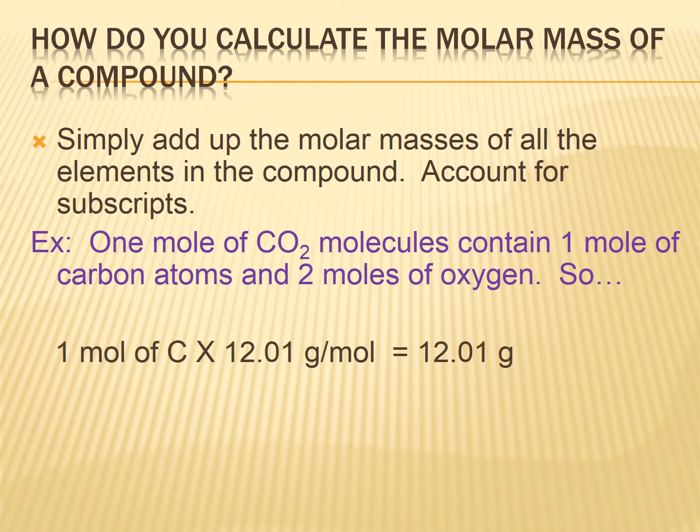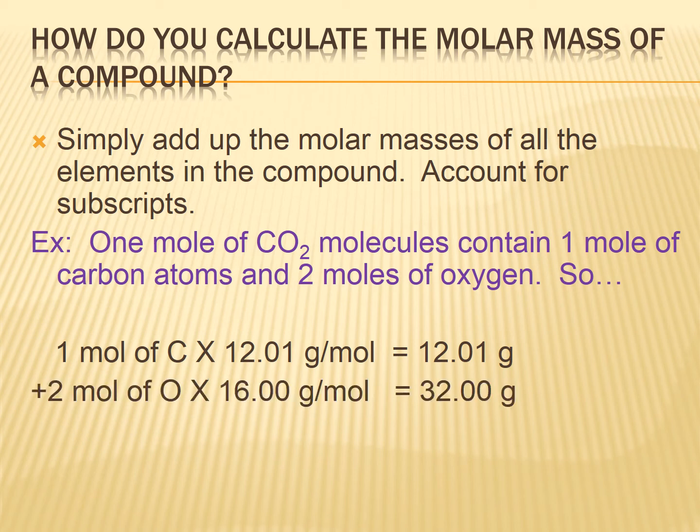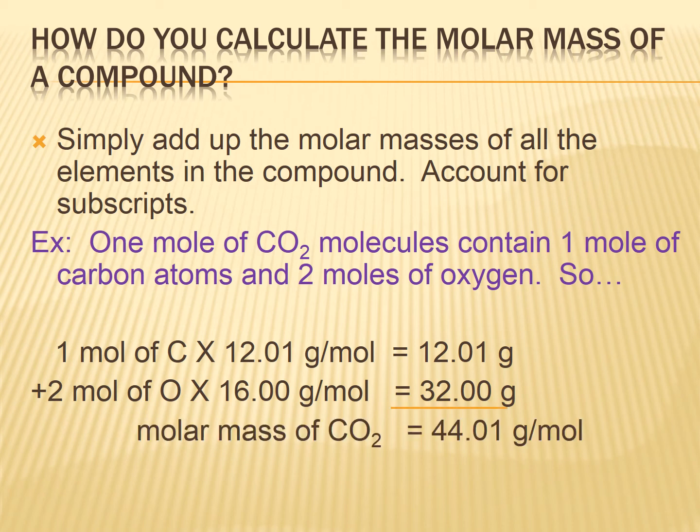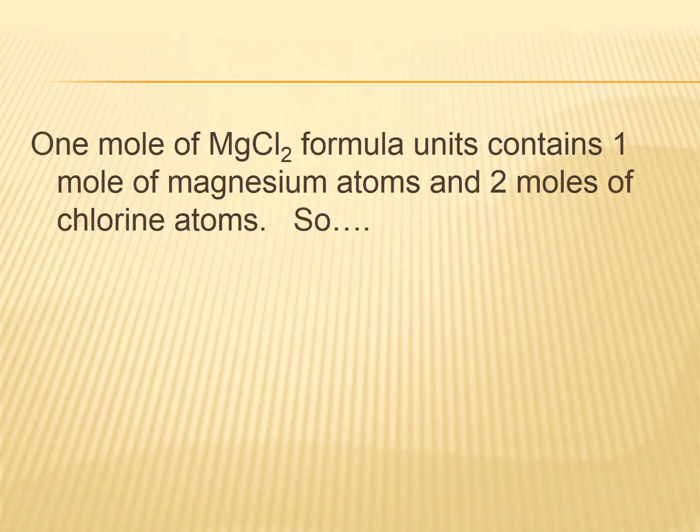So 1 mole of carbon, the larger number in the periodic table box, is 12. And then we have 2 moles of oxygen. Each oxygen is 16 grams per mole, so we have to double it because there's 2 of them. And then we just add those numbers up. So the molar mass of carbon dioxide is 44.01 grams per mole. Okay, it's just all about math, which I know you guys love.